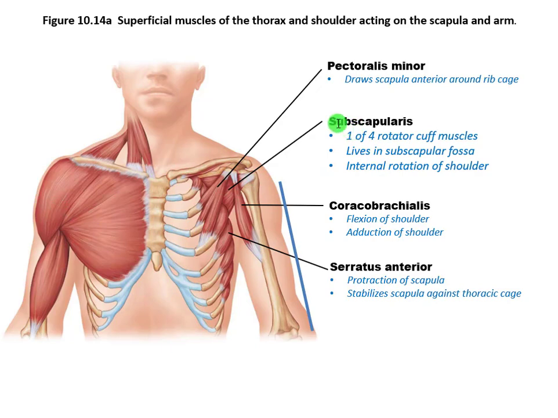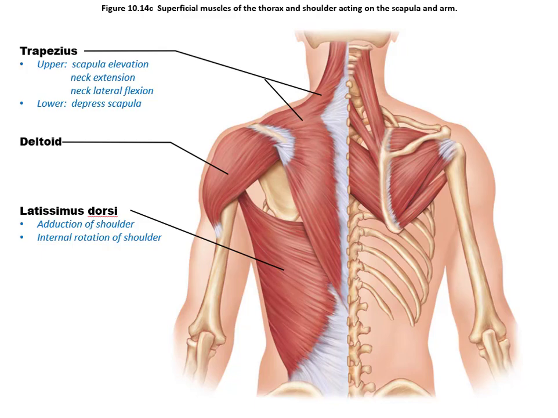So what do you need to know about subscapularis? It's one of the 4 rotator cuff muscles. It lives in the subscapular fossa. You can't forget that fact, even though we're done with bones, because muscles move bones. And then what is its function? It creates internal rotation of the shoulder. So now, let me continue on with some muscles here.